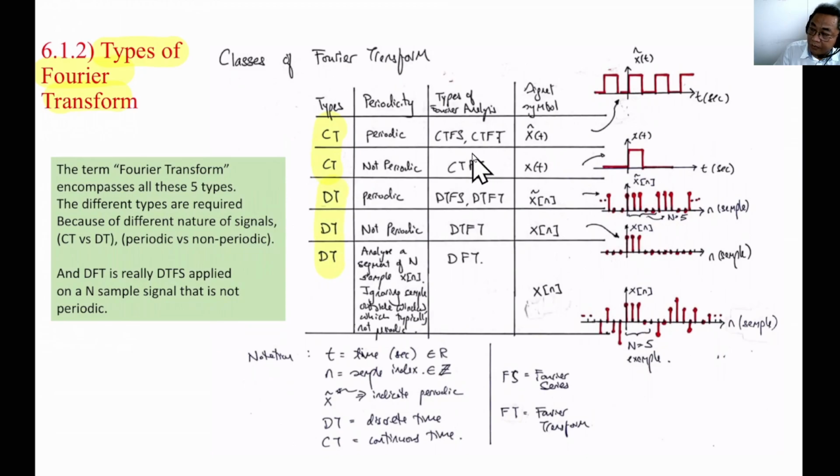Continuous time Fourier transform can be operated on periodic signal as well as aperiodic signal. CTFS is continuous time Fourier series. CTFT is continuous time Fourier transform. Both these approaches can be used to deal with continuous time signal. However, only CTFT can be used to deal with aperiodic signal.